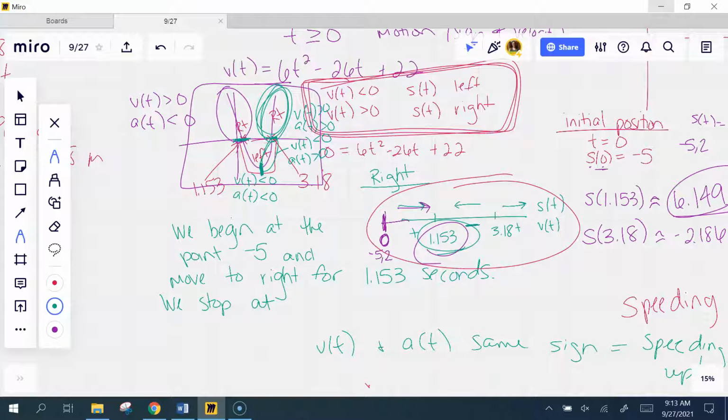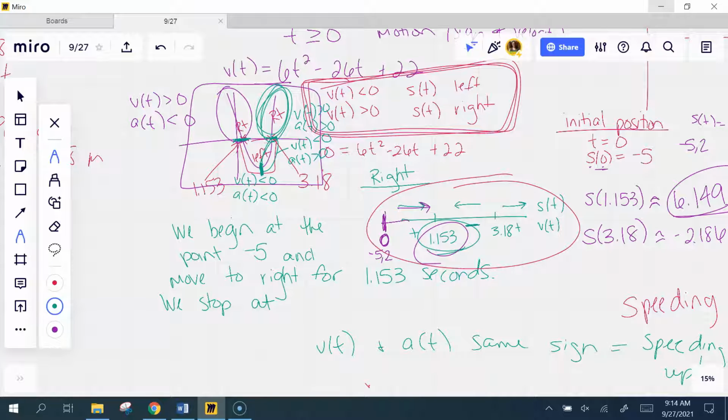I wrote down when velocity and acceleration are opposite. Same sign, speeding up. You might want to write that on that reference sheet or your notes. They can both be negative, and it's still speeding up. It just means it's going backwards. All right, same sign speeding up, opposite sign slowing down.